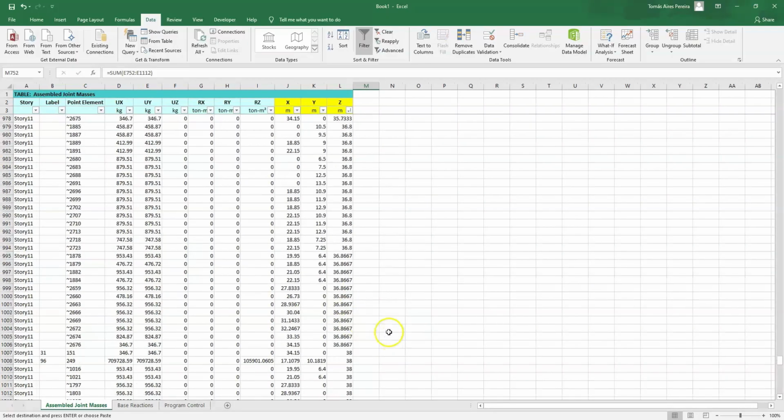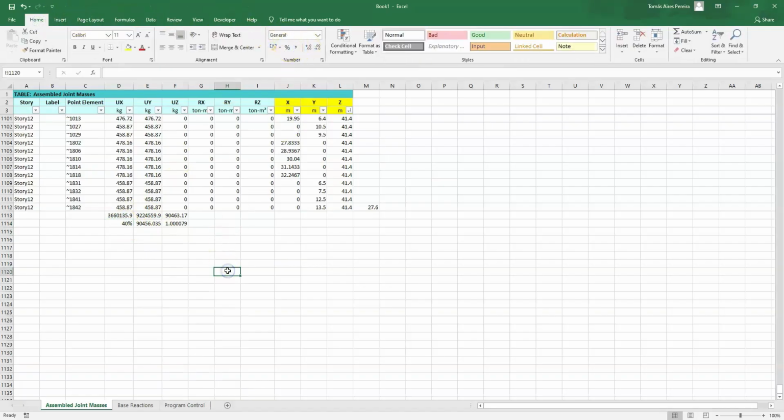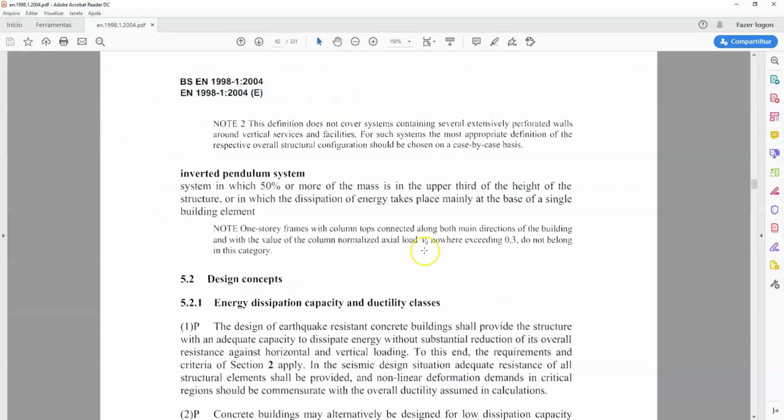We are going to divide the total value by. Let's look at the difference exactly and see what percentage. This corresponds to 39%. Therefore, it means it is less than 50%. In other words, we are far from 50%, so we can verify that we do not have an inverted pendulum. On the other hand, it is important to state that the primary structure, as defined, has more than one base element to dissipate energy. So, since we have more than one base element and less than 50% of the mass in the upper third, it is not an inverted pendulum.